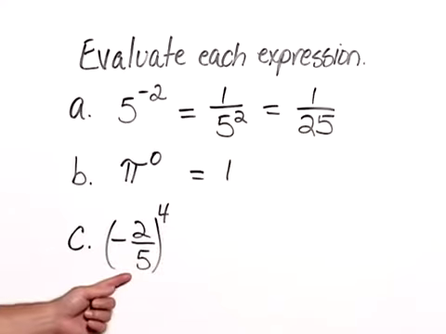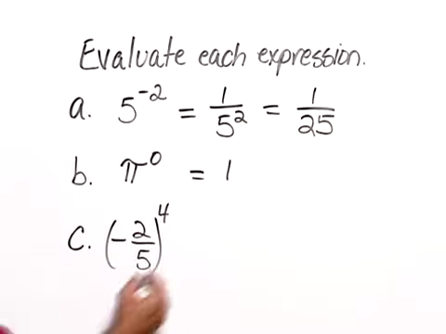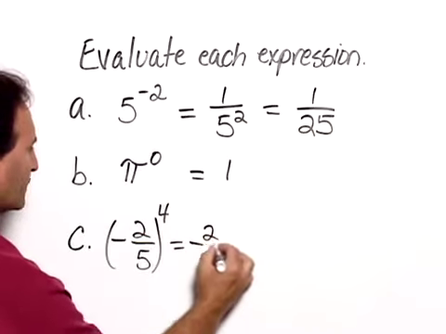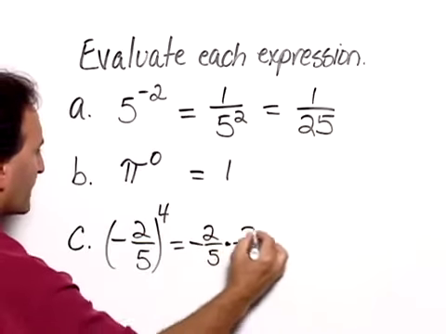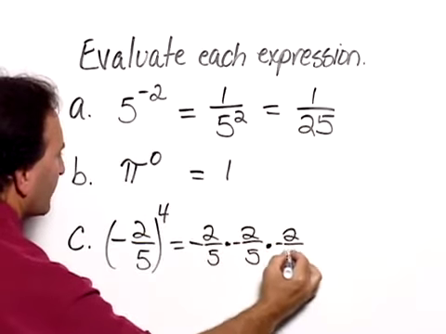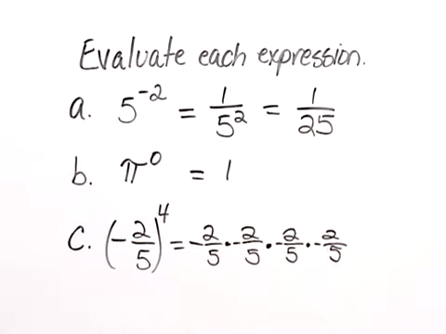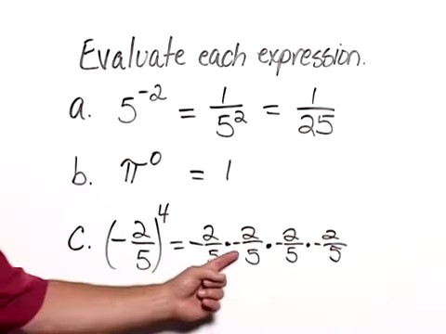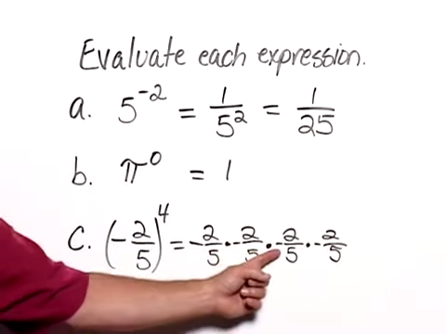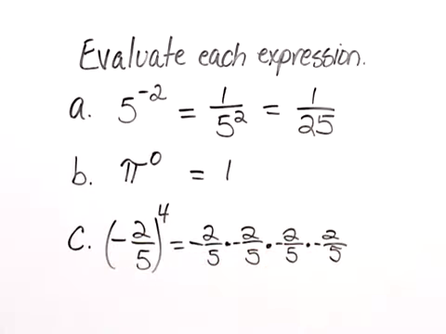For part C, we have negative 2/5 raised to the power of 4. In this case, what that means is multiplying negative 2/5 times negative 2/5 times negative 2/5 times negative 2/5. A negative times a negative is positive, times a negative is negative, times another negative is positive. So we know our answer is going to be positive.